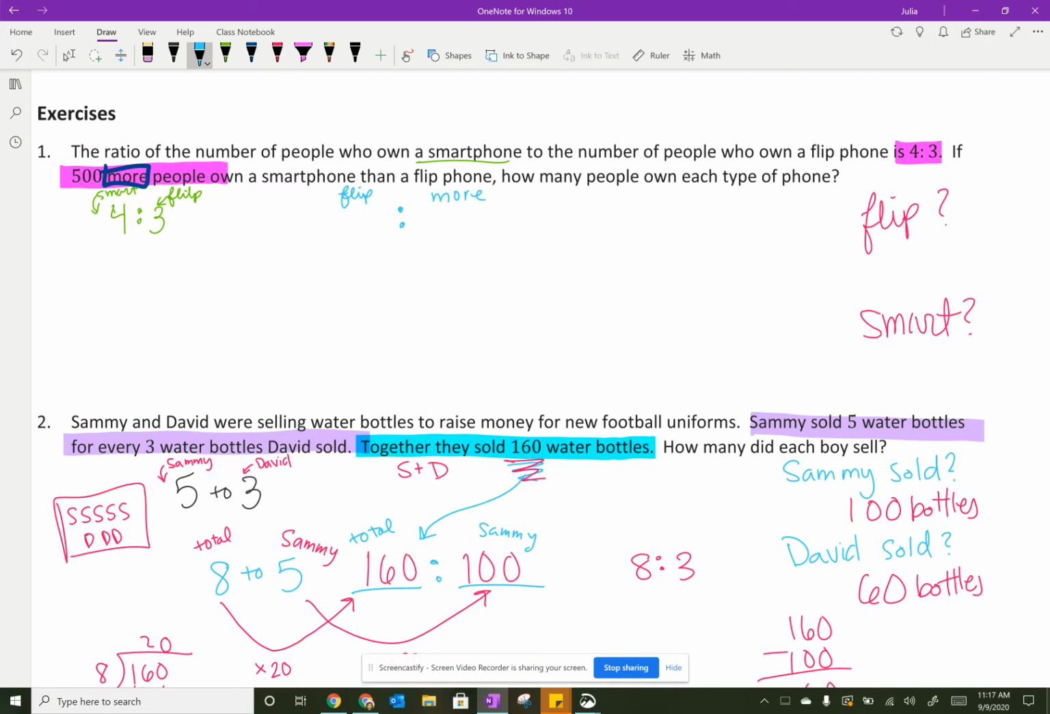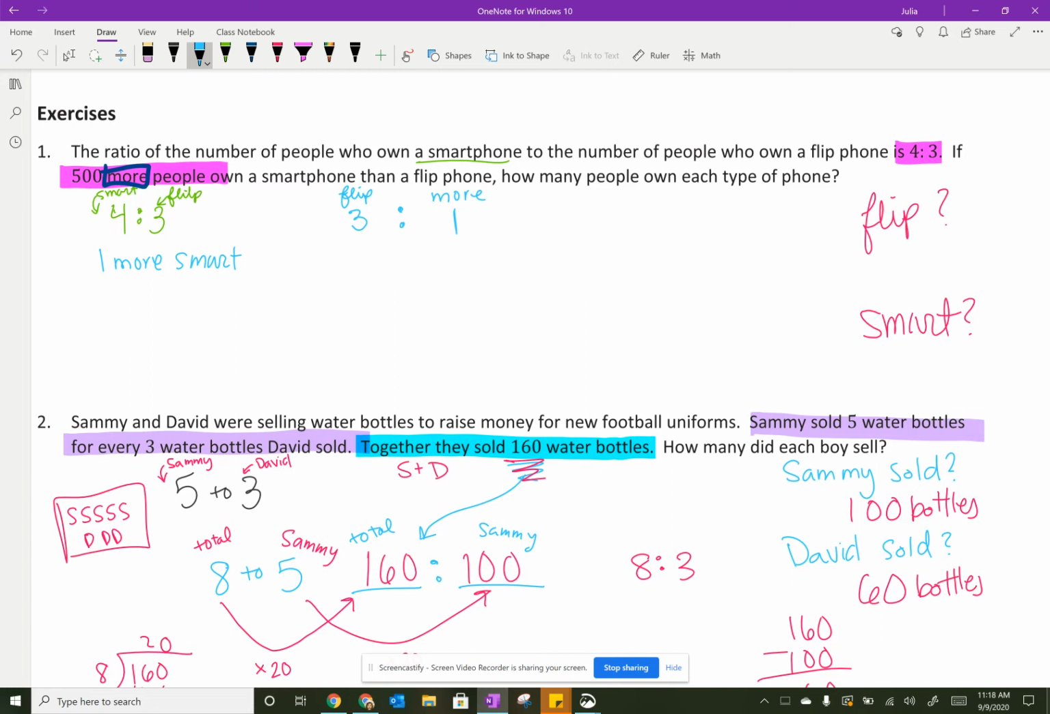So I find my more by, in my original ratio, how many more smartphones are there than flip phones? So there is going to be one more smartphone. So that means that my ratio is going to be 1 to however many flip phones I originally have, which is 3. So that's my new ratio that I'm going to be talking about and comparing to my 500. So now I can go in and use the second part.